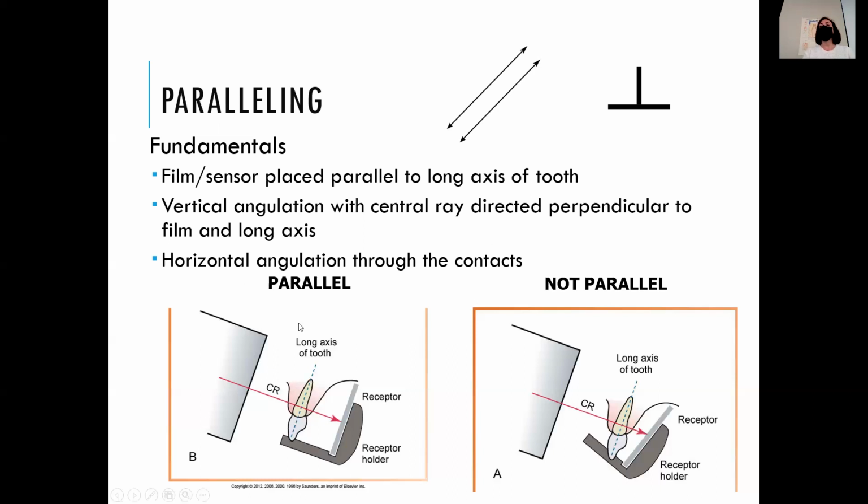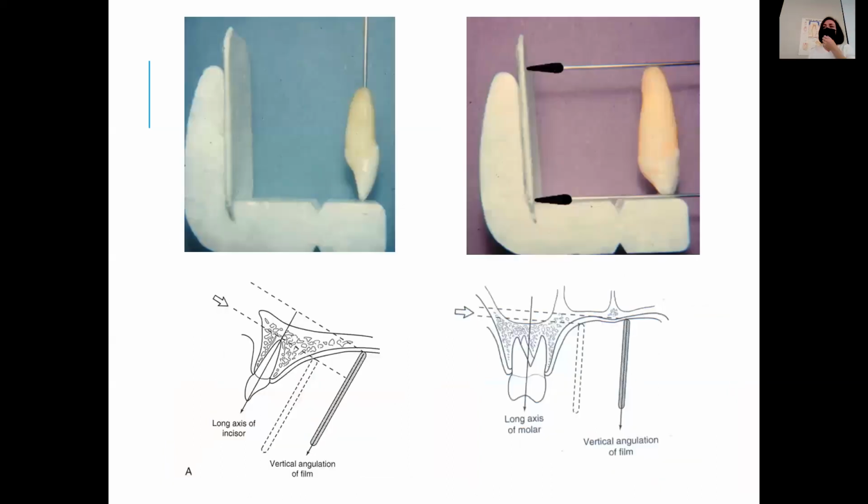So this down here is paralleling, because you can see that the central ray is going to hit the sensor at a perpendicular angle. This is not, because see how this angle between here and here is obtuse? Do you guys remember geometry, the acute and obtuse? Is that right? Oh my gosh. So the angle is greater than 90. It's not perpendicular. Here's another image that's showing the long axis of the tooth and how it is perpendicular with the film.